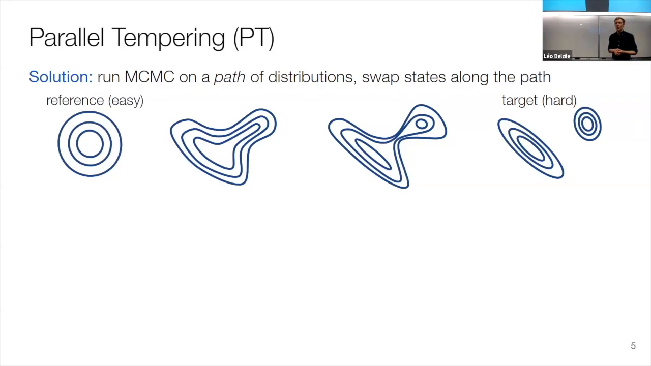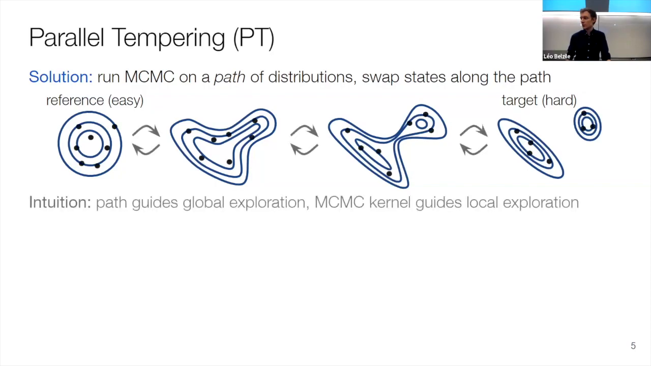So on the left, I've got what I call the reference distribution. I'll call that pi naught through the talk. And that, in this case, could be something like an isotropic Gaussian, something that we know how to sample from. Now I'm going to run MCMC on each of these distributions on this path, so all 4 of these distributions.